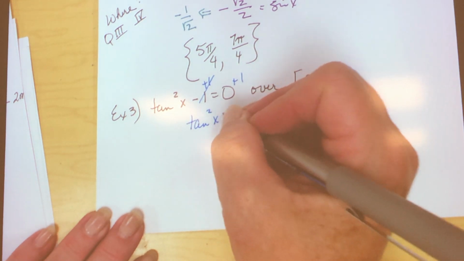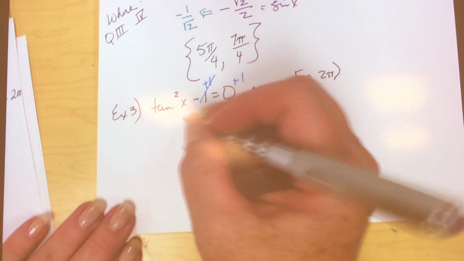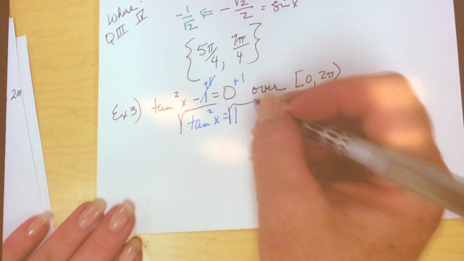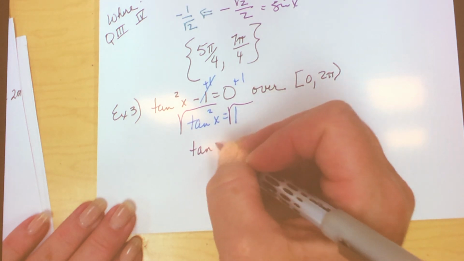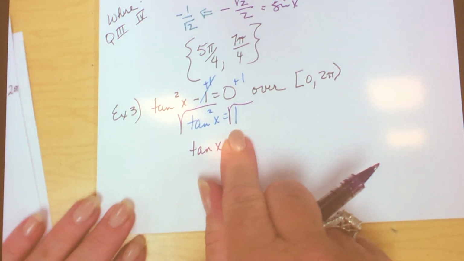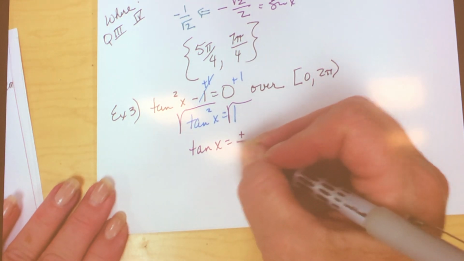So tan squared x is equal to 1. Now what am I supposed to do? Square root. Okay, so here's where the mistake is going to happen. What's the square root of tan squared? Tangent x. Tan x equals 1. Oh, no. Plus or minus? That's exactly right. Plus or minus 1.